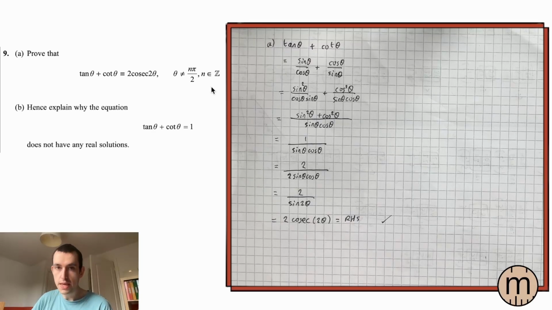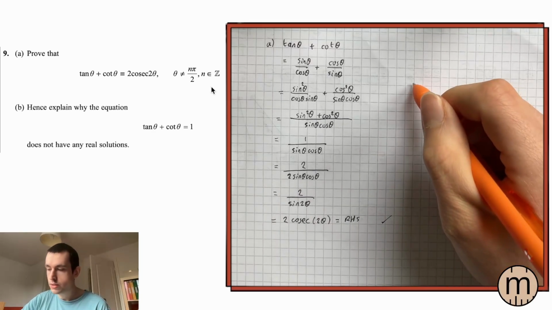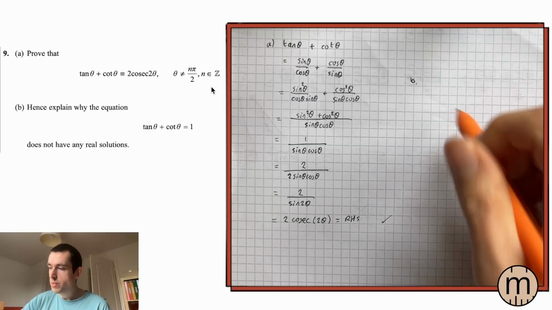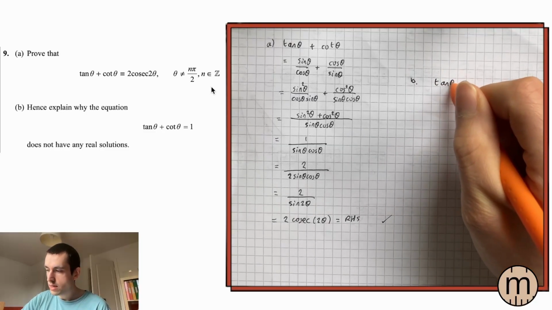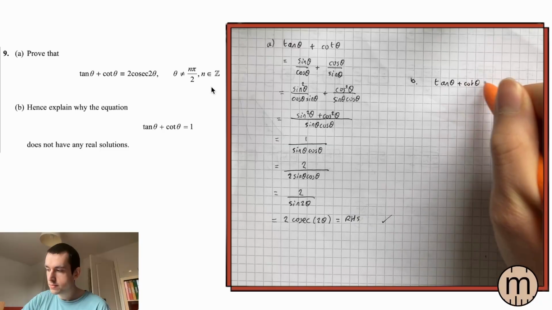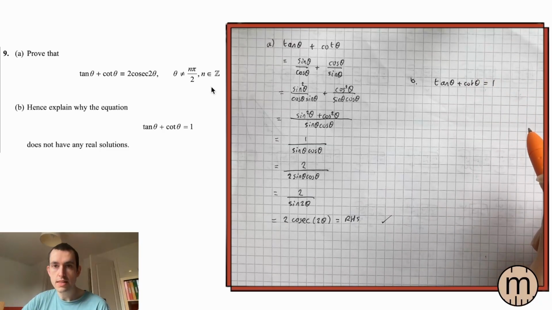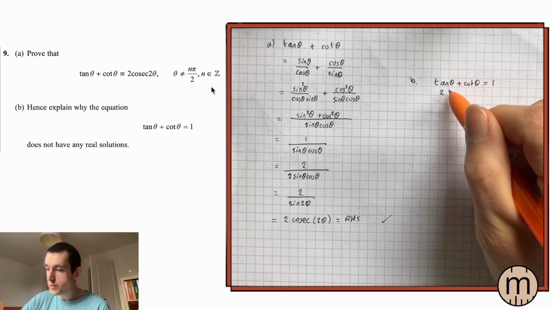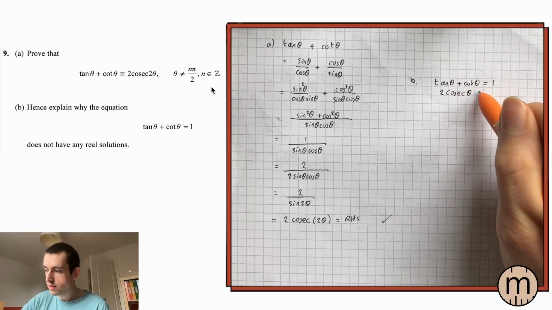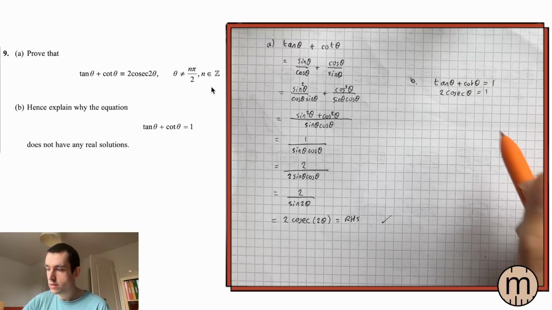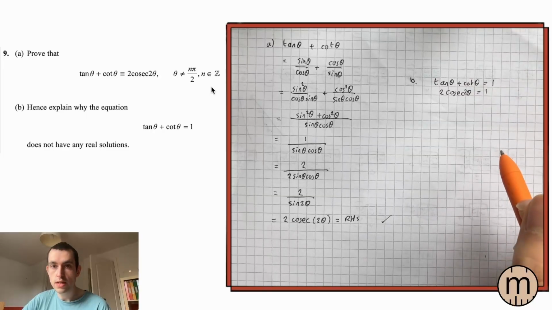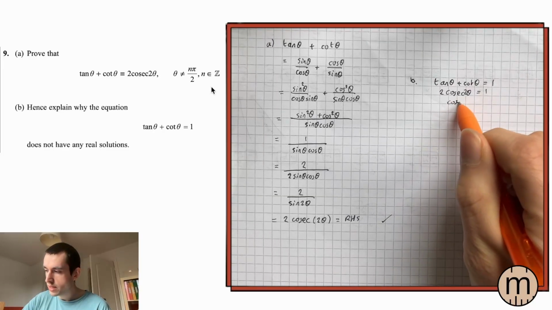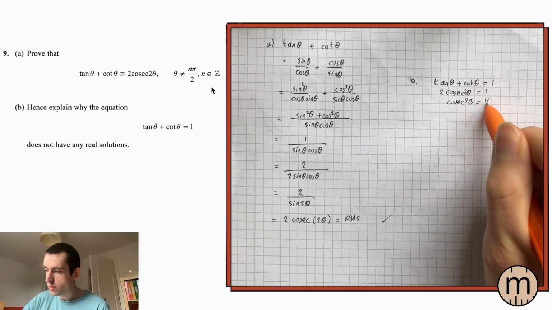As for part B, let's do it up here. Multiple ways to do this. So personally, I would be drawing a diagram. I love a diagram. Tan theta plus cot theta equals 1. Why don't we use part A? We didn't do it for nothing. Like this. So 2 cosec 2 theta is equal to 1, which means that cosec 2 theta is equal to a half.